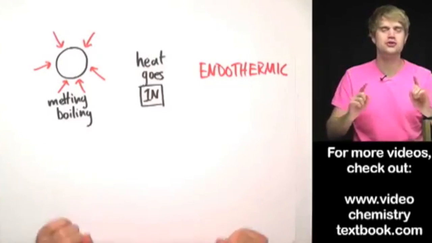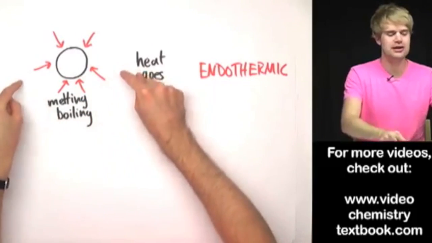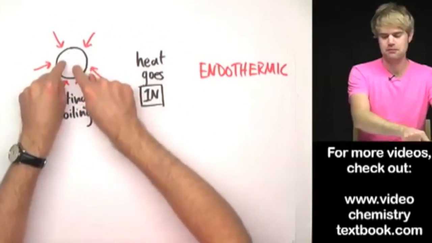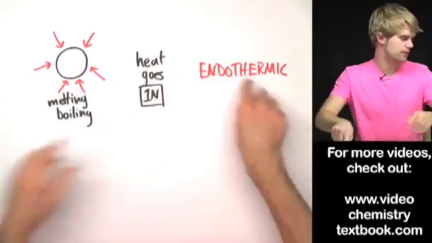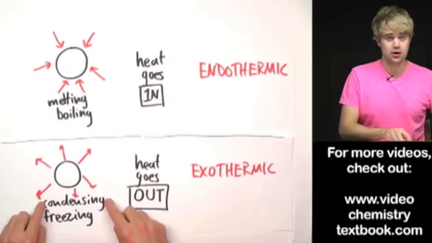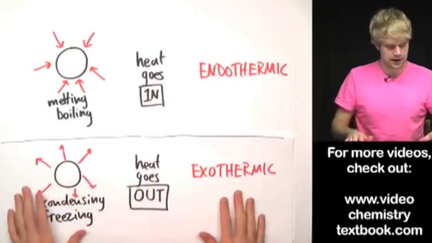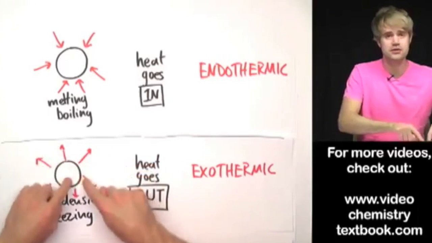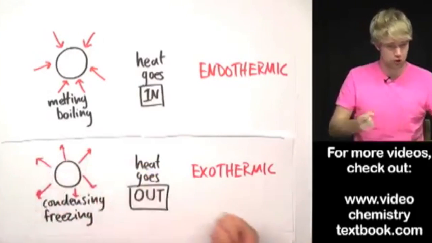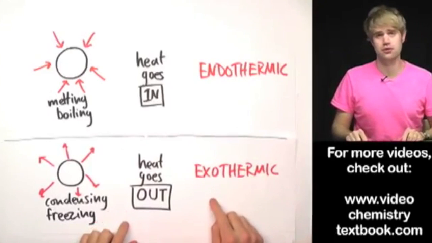Okay, so just to review, in melting and boiling, we have to put heat into the system, and that means that it's an endothermic process. On the other hand, for condensing, which is gas to liquid, or freezing, liquid to solid, the heat has to come out of the system into the surroundings. To cool it down, we have to pull that heat out, and that is an example of an exothermic process.